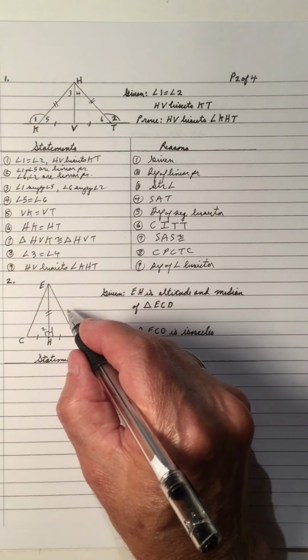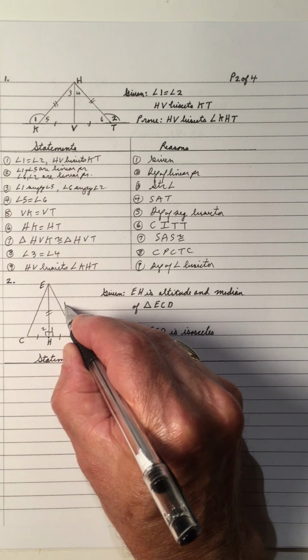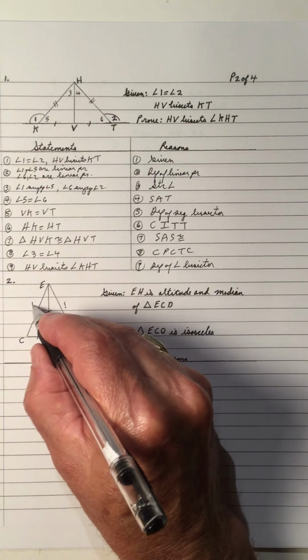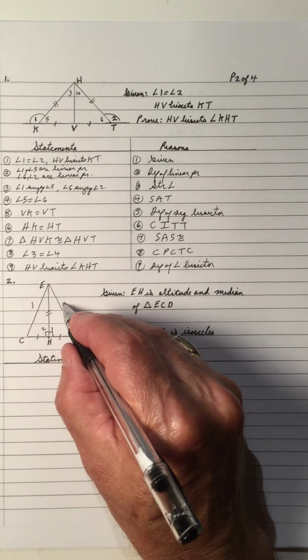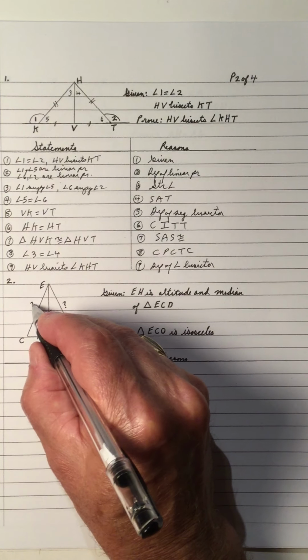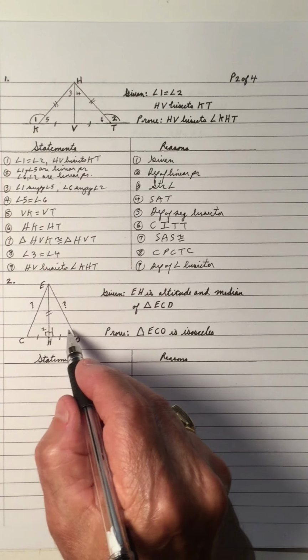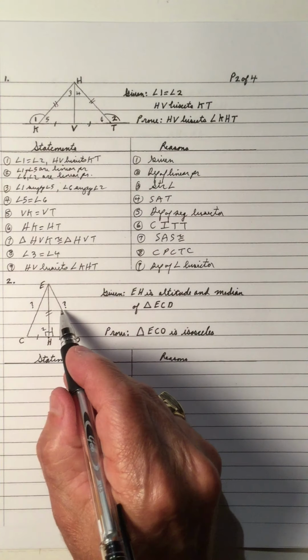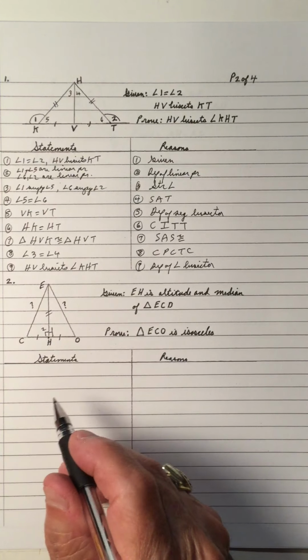To get ECO as isosceles, we have to prove two sides equal. So we can prove that this side equals this side. I'll do it with an exclamation mark, or you can do it with a question mark, whatever you want. So if I get these two sides equal, then I have an isosceles triangle. How do I get these two sides equal, EO, EC? By getting a pair of congruent triangles.